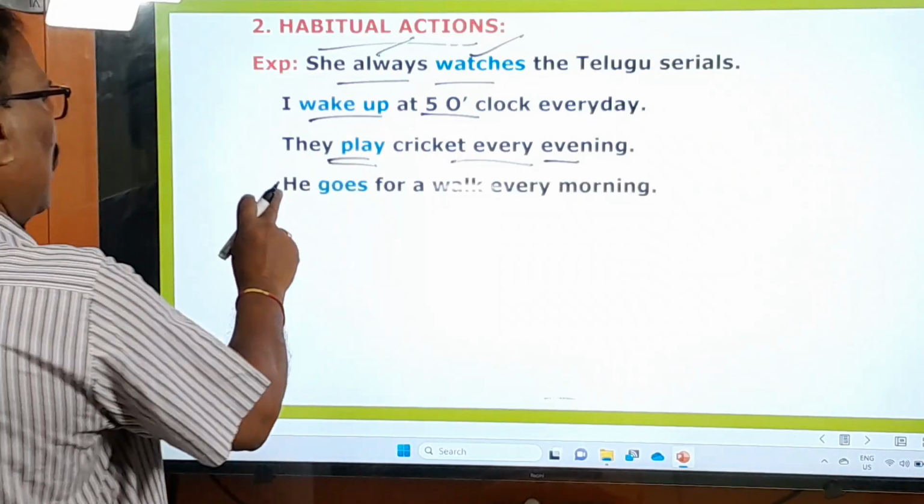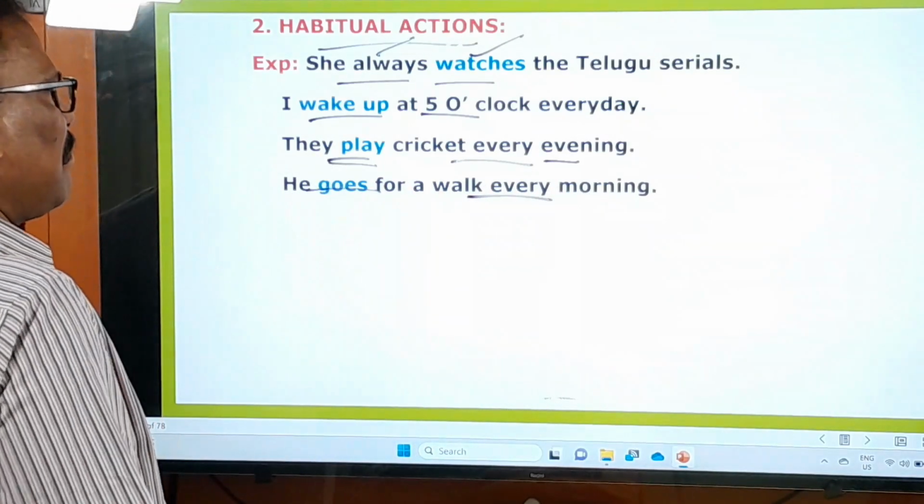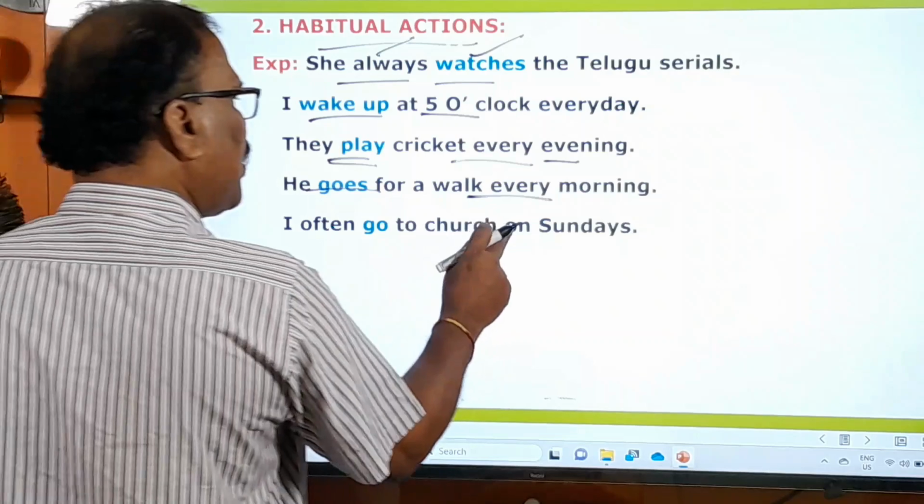And then we come to this. He goes for a walk every morning. Again, this is a habitual action. I often go to church on Sundays.